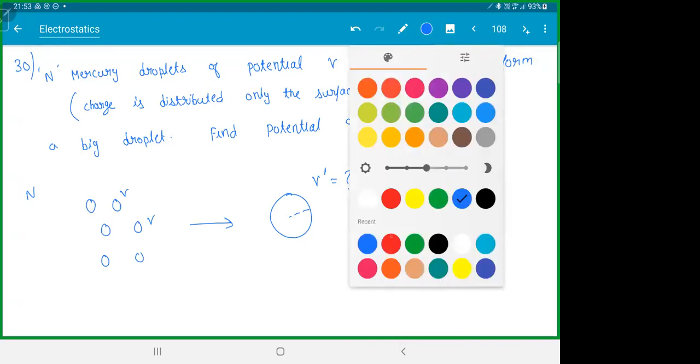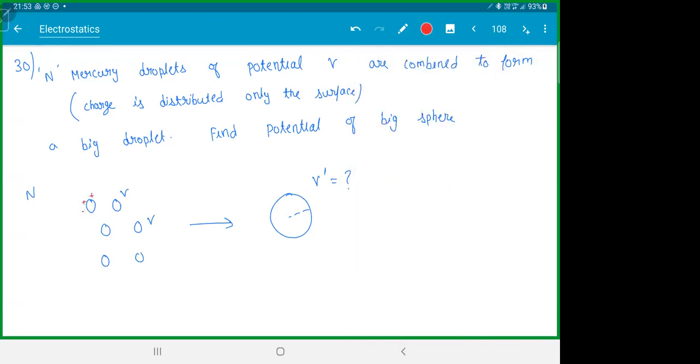You can just assume the charge is there only on the surface. How much charge, we don't know. Potential is given as V. So when you combine all of them, you get one big drop. If the small drop's potential is V, and if you have n drops, what is the potential of the big drop?